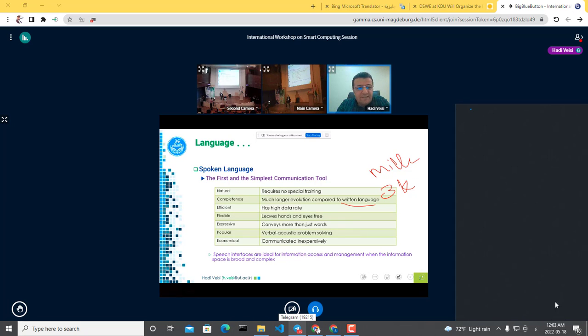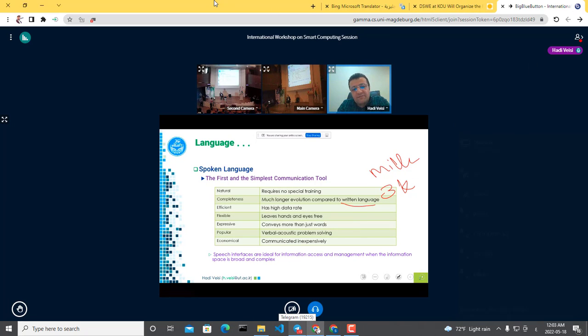Spoken language is more efficient than the written language because we can transfer a high data rate. It is also very flexible and expressive. We can express our emotions in addition to transferring the information. It is very popular and of course economical. So speech interfaces could be ideal for information access and management when the information space is broad and complex. For example, when a human being can talk with a robot or two robots can talk together.